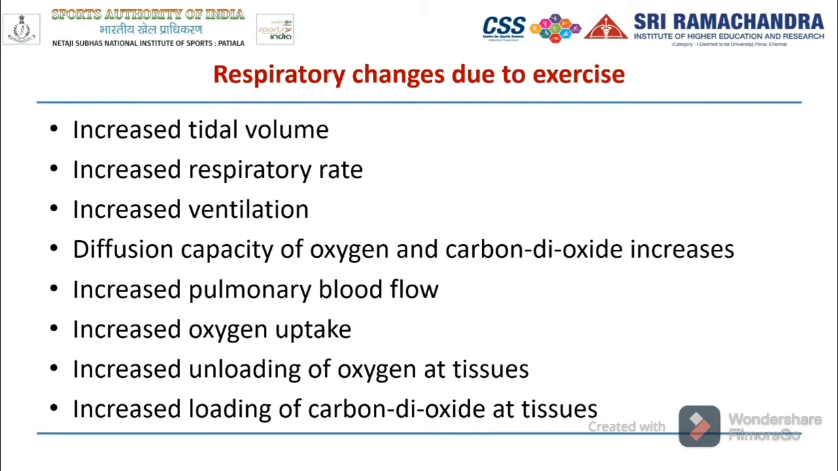The oxygen uptake, or VO2 max, increases, and there is increased unloading of oxygen at the tissues because the tissues are in great demand of oxygen. And there is increased loading of carbon dioxide onto the hemoglobin at the tissues because the cells have produced more carbon dioxide due to the prevailing metabolism.